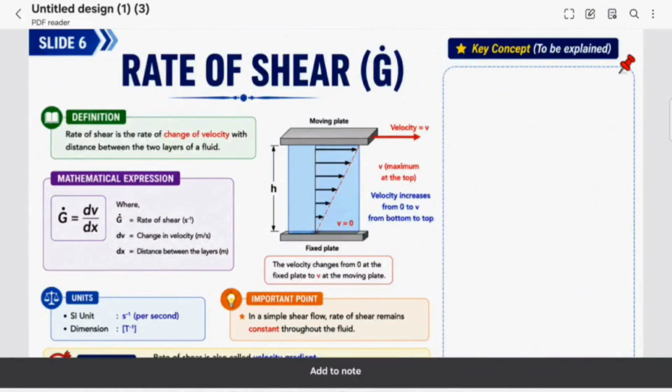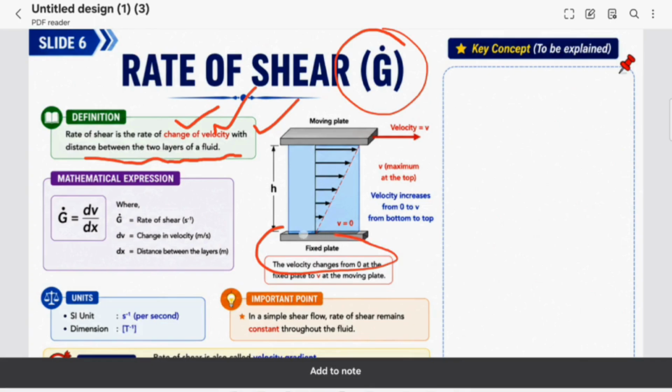Rate of shear, G. Rate of shear is nothing but the rate of change of velocity, means speed, with the distance between the two layers of the fluid. For example, consider here there is a fixed plate. Initially the velocity is 0. So as the time goes on, as the distance between the layers increases.